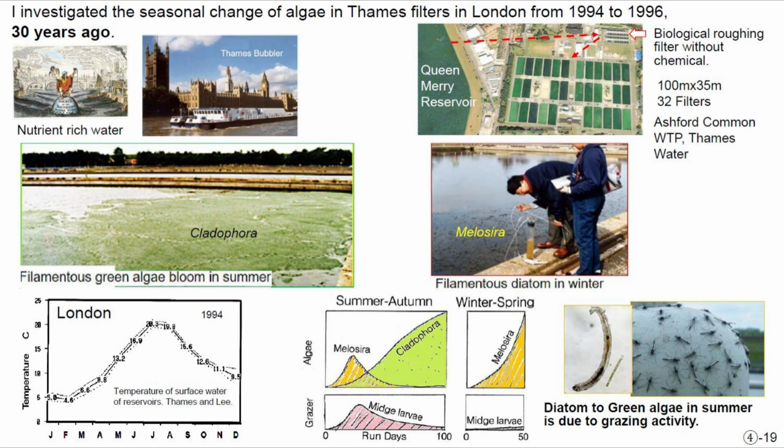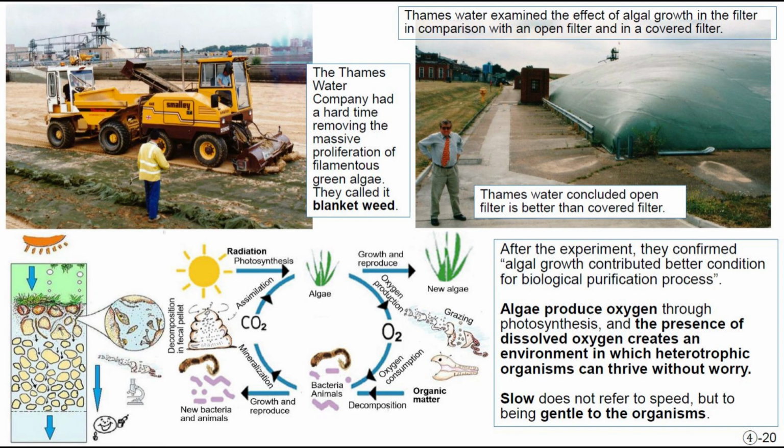I investigated the seasonal changes of algae in Thames filters in London from 1994 to 1996. I found a filamentous green algal bloom of Cladophora in summer and a filamentous diatom bloom of Melosira in winter. In summer, the effect of grazing by chironomids was remarkable. However, in the cold season, grazing activity is weak. Thames Water Company examined the effect of algal growth in the filter in comparison with an open filter and a covered filter. Thames scientists concluded an open filter is better than a covered filter.